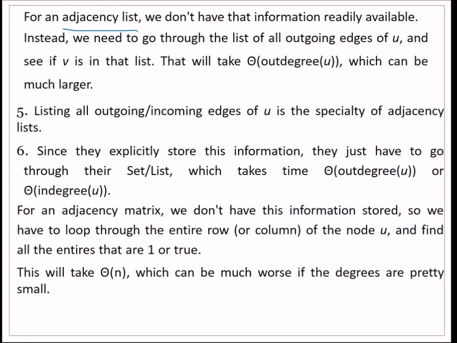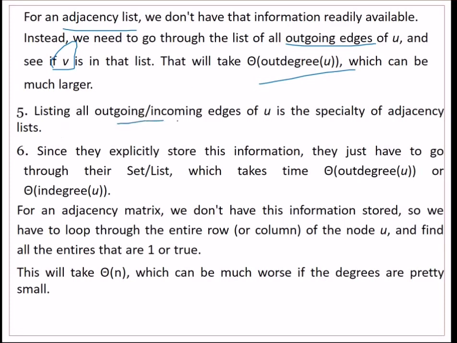But on the other hand, in an adjacency list, we don't have that information readily available. Instead, it's a list, so we need to go through the list of all outgoing edges of U and see if V is in the list. And this will take at least Theta of the out degree of U time, which can be much larger.